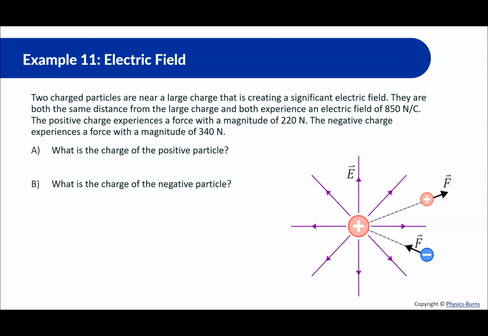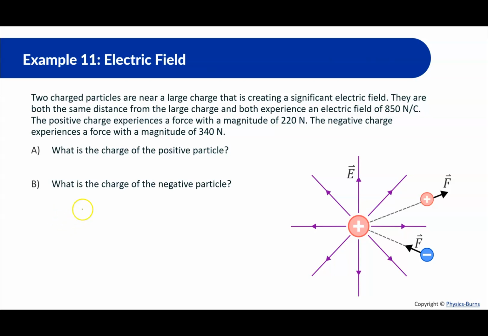Moving on. Two charged particles are near a large charge that is creating a significant electric field. They are both the same distance from the large charge and both experience an electric field of 850 Newton per coulomb. The positive charge experiences a force with a magnitude of 220 newtons. The negative charge experiences a force with a magnitude of 340 newtons. What is the charge of the positive particle?